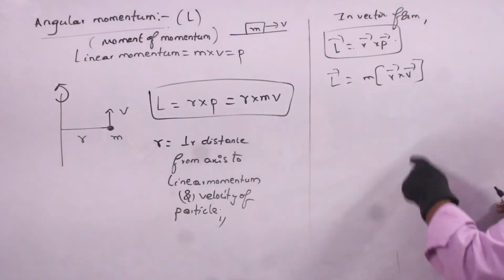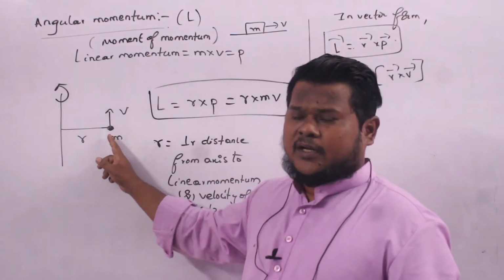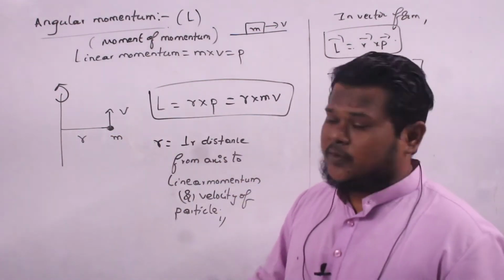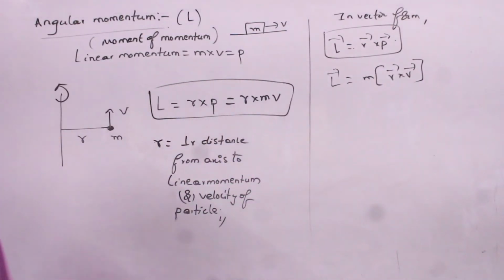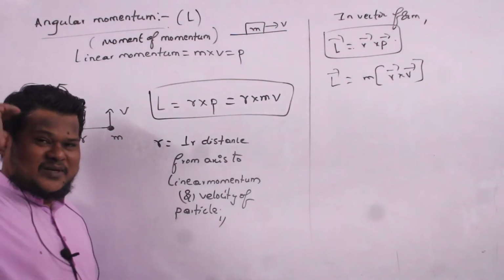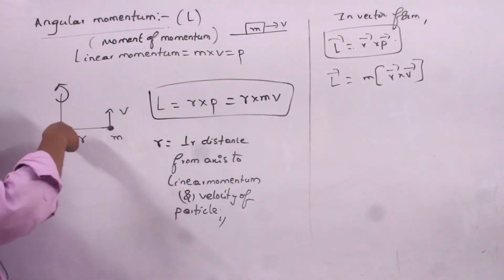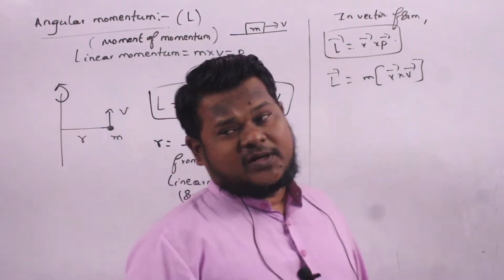Okay. Now see, for example, this is the radius vector and velocity is inside the board. Now can you say what is the direction of angular momentum in this condition? Tell me the direction of angular momentum. Already we studied angular momentum is an axial vector, no? So either it should be in upward direction or in downward direction. Which direction is correct? Upward direction. How can you say?